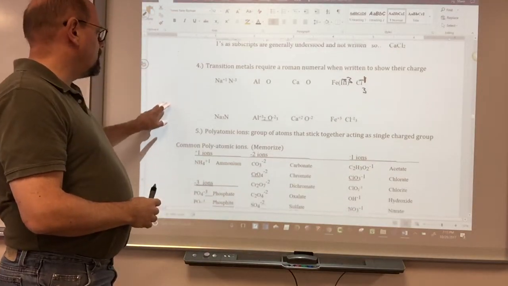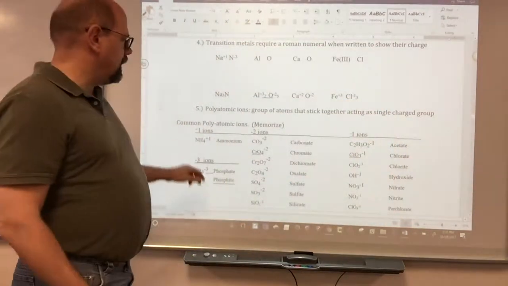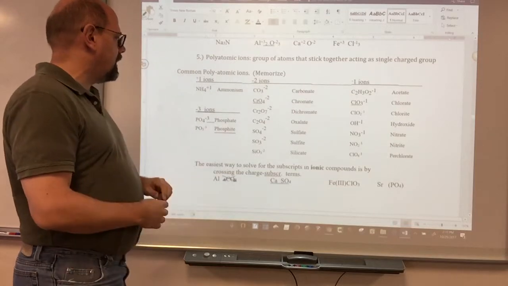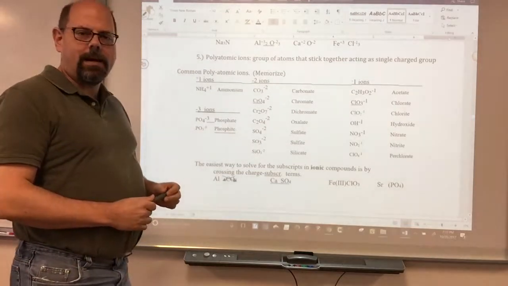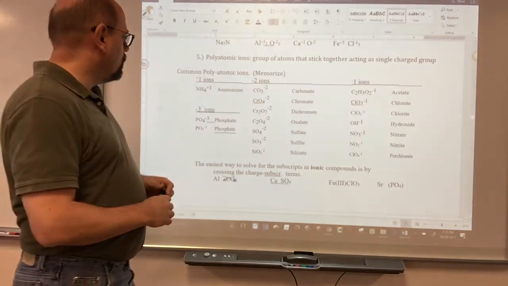Now, those are the way that transition metals are going to work. You're going to see them as Roman numerals. But there's also a second group of elements that I want you to understand, and they're called polyatomic ions, many atoms that act as one thing. And usually they have a charge.